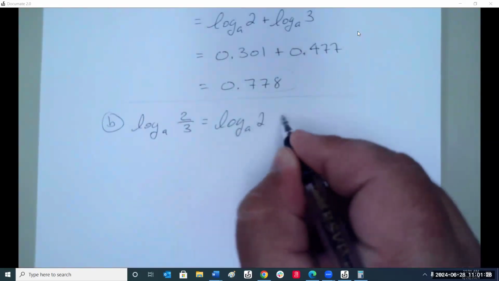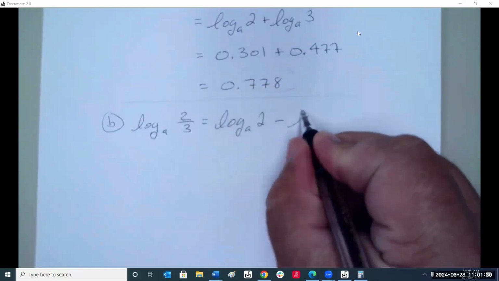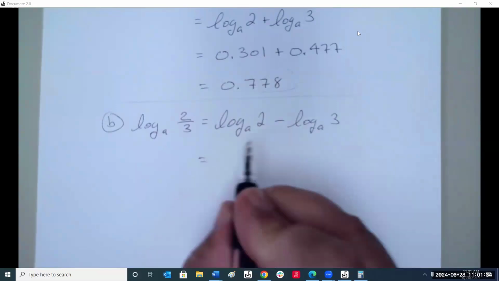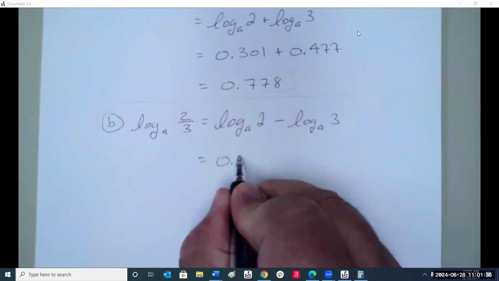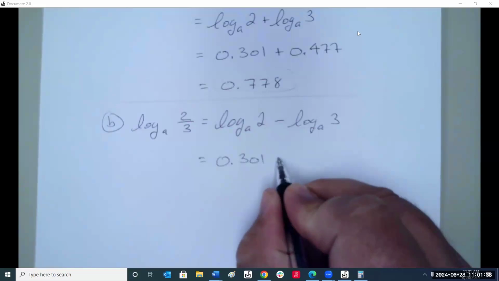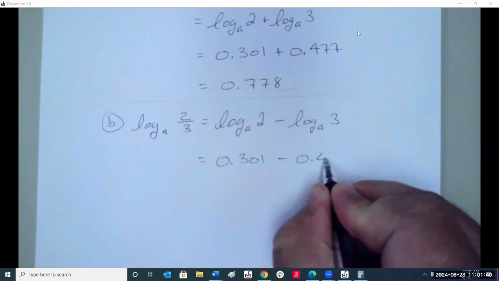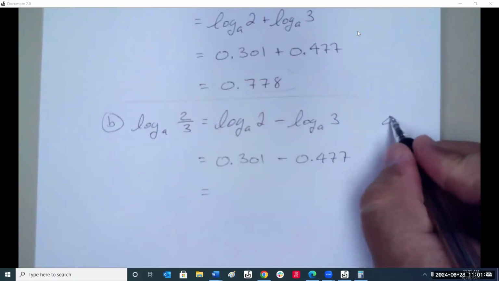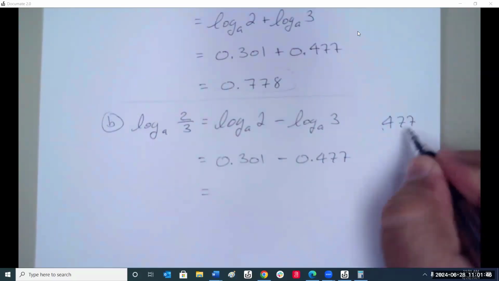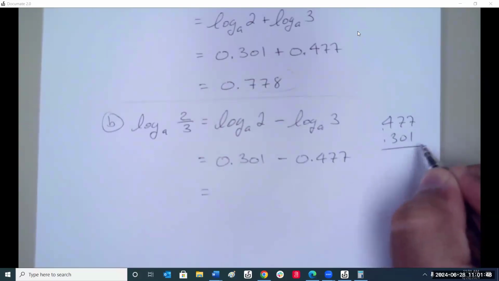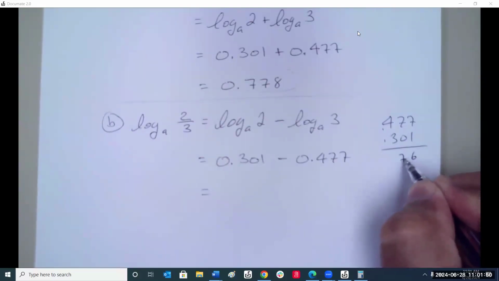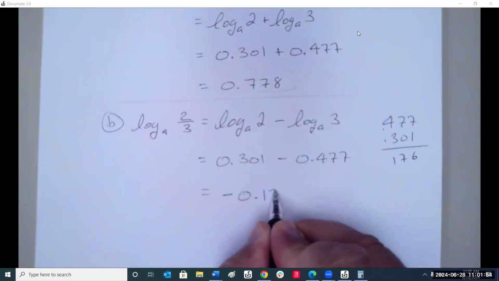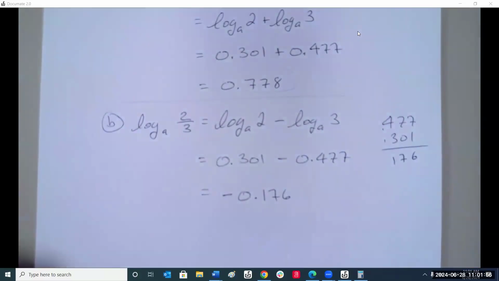Very good. Log base A of 2 minus log base A of 3. 0.301 minus 0.477. It's negative 0.176.